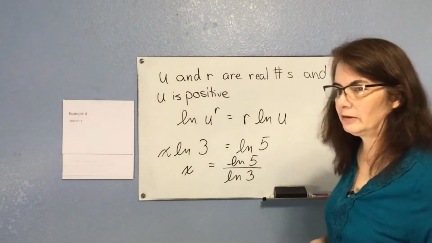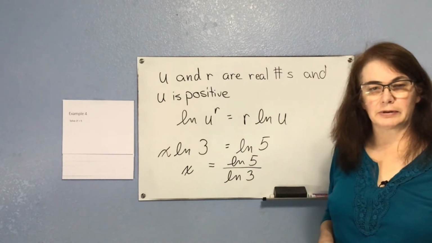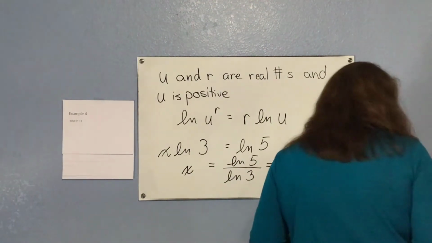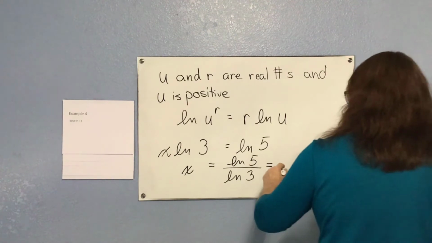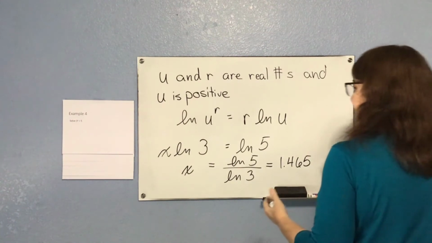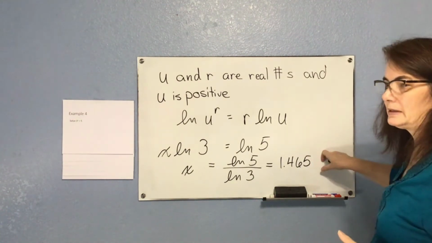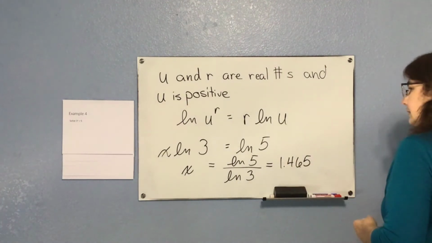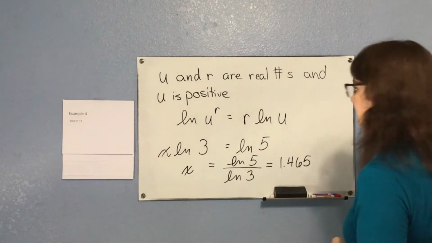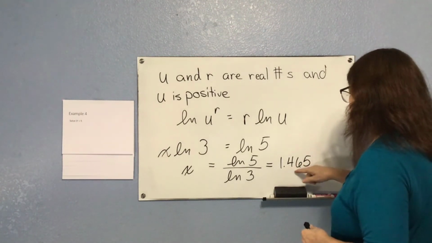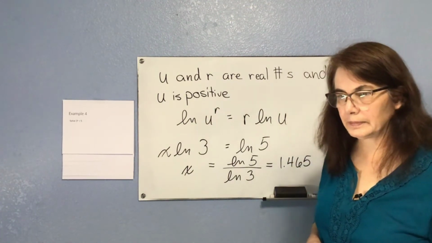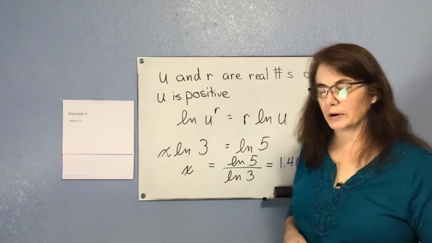Natural log of 5, natural log of 3, those are both constants, numbers that I can get from my calculator. And when I do that, I get approximately 1.465. And remember I said that we should expect our number to be somewhere in between 1 and 2, and this is. So my answer is at least plausible. And again, I can raise 3 to the 1.465 power on my calculator and see that I get 5. So now you can work on checkpoint 4.